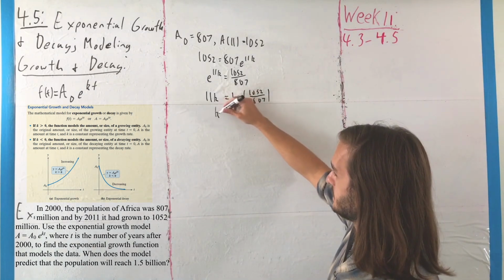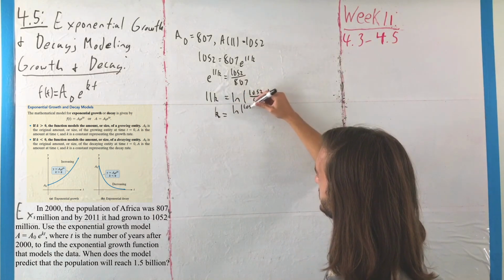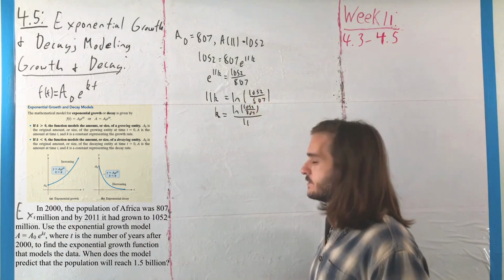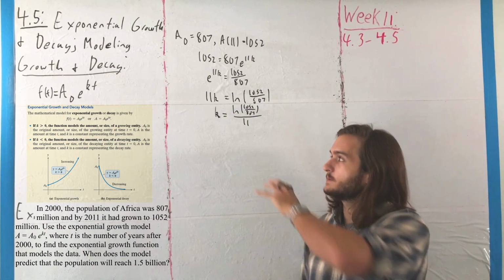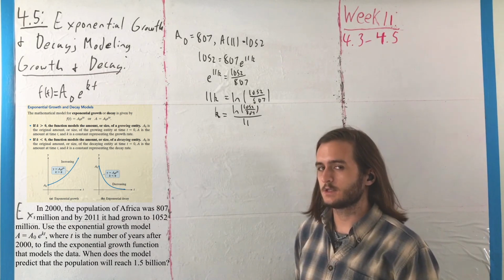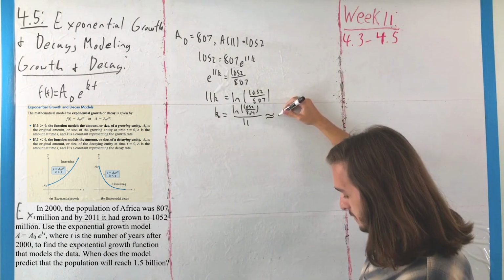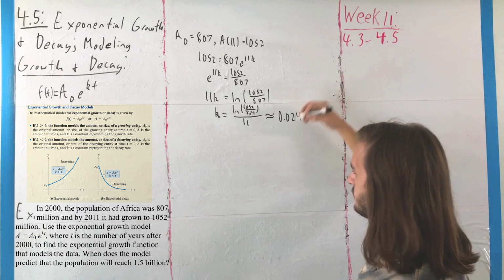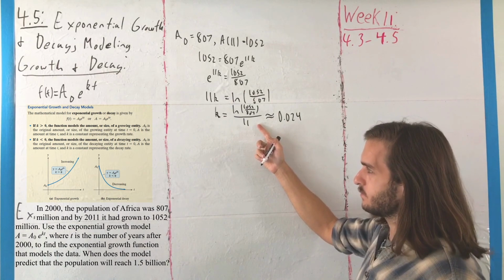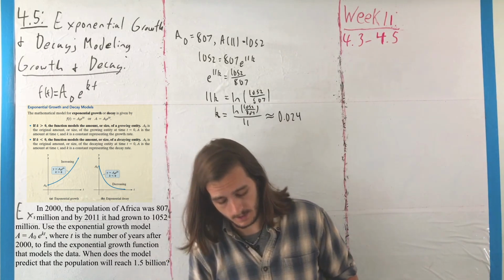So we would end up getting that k, in this case, is equal to the natural log of 1052 over 807 divided by 11, which is a really nasty number. So even though under many circumstances I'd prefer this kind of answer for its precision, in the context of this application it makes more sense to round off and say that k is about 0.024. Again, the exact form would be technically better, but it wouldn't really be worth the effort of chasing around an exponent quite that nasty every time you want to make a prediction.